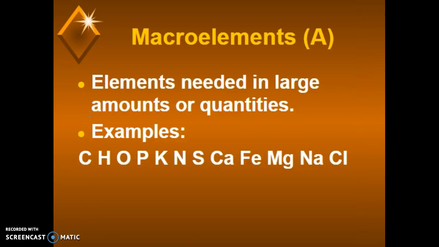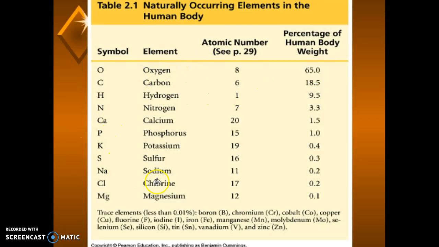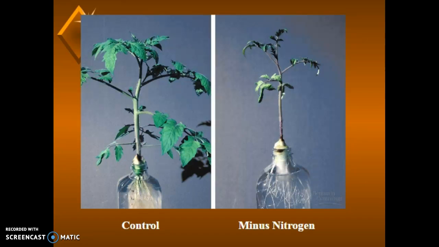Macro elements, if you look back at that last slide, you'll see those are the elements outlined here. These are our macro elements. We need large quantities of those. Something like nitrogen would be a good example of a macro element. Let's take a look at what happens in a plant that has nitrogen versus a plant that does not have nitrogen. Most of our fertilizers that we apply for plants are either phosphorus or nitrogen or some combination of the two. So over here we see how important this macro element is to the growth of the plant, because over here it doesn't work. We remove the nitrogen and the plant doesn't grow as well.